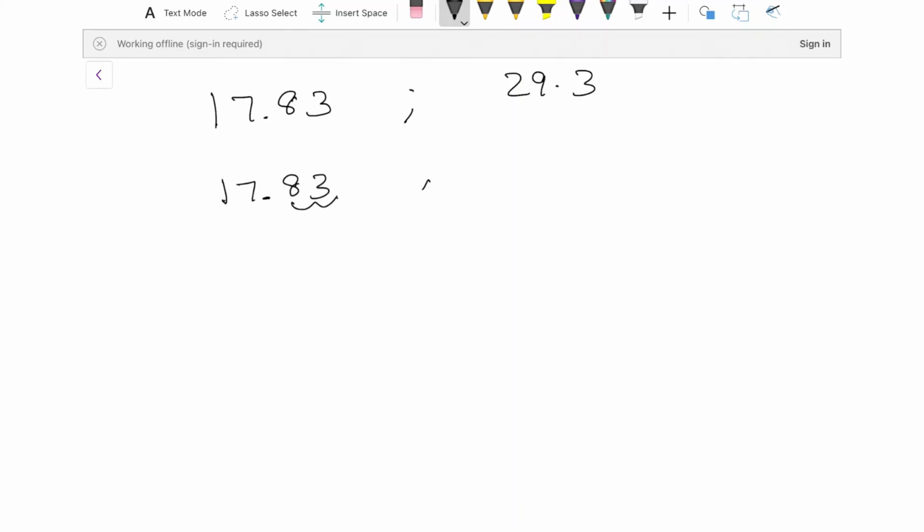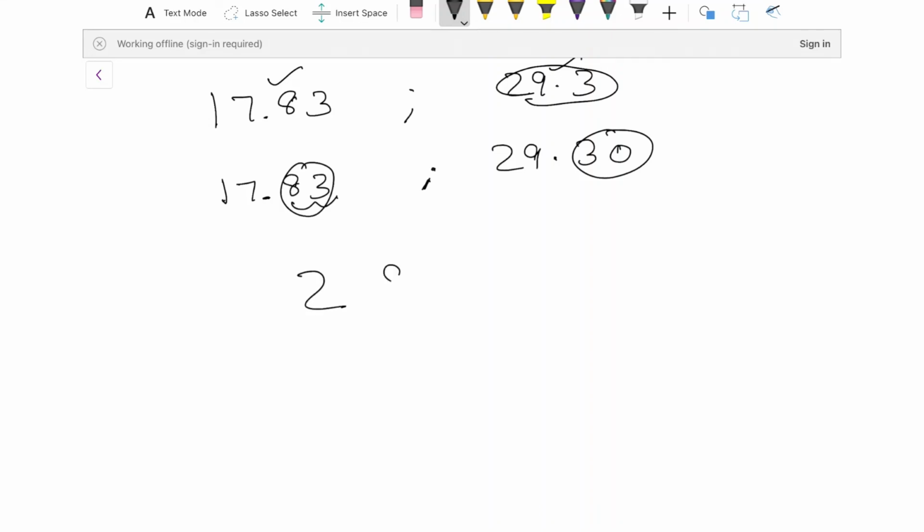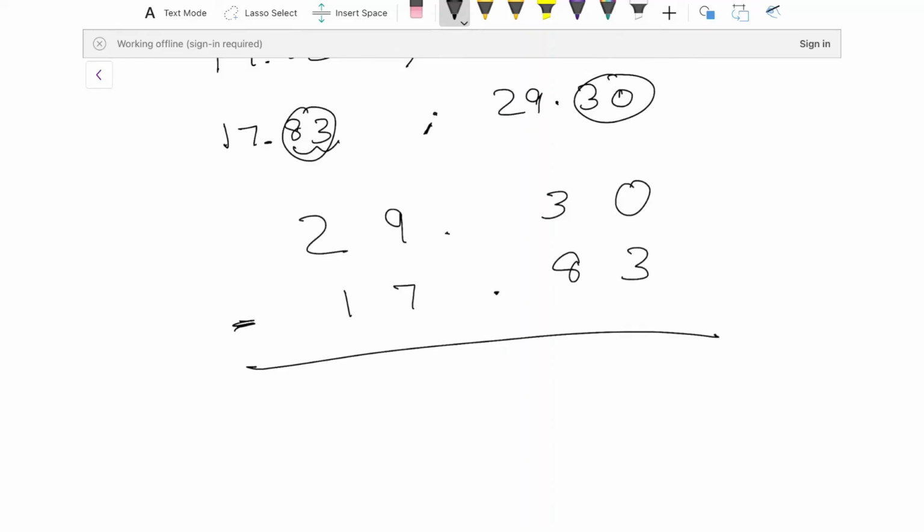Okay. Step 1, change it into like decimals. 17.83, two places, and here you will make it as 29.30. Since you have 2 decimal places, they are like decimals, and now let's do the regular subtraction. Remember, we are subtracting this from this, so this is the bigger one, so we write that first. 29.30 minus 17.83. That's it. Now you do the regular subtraction.